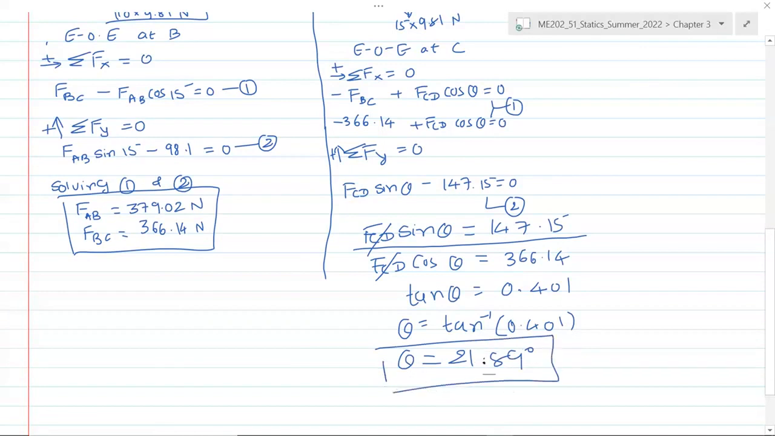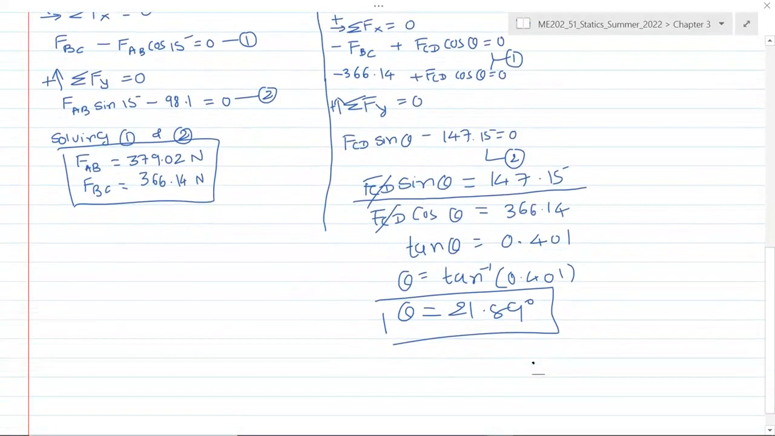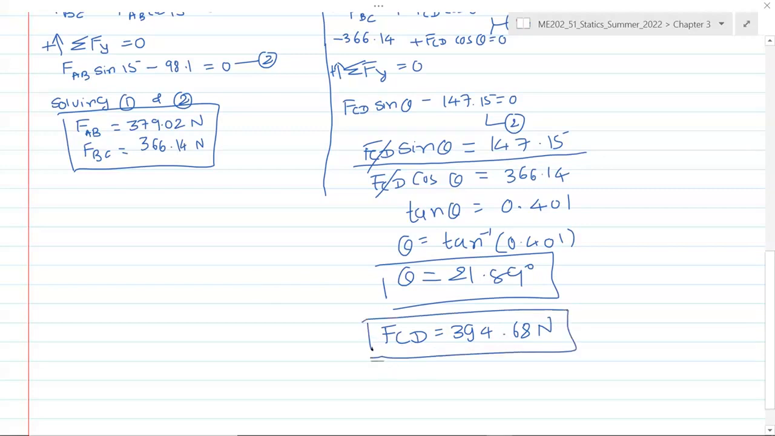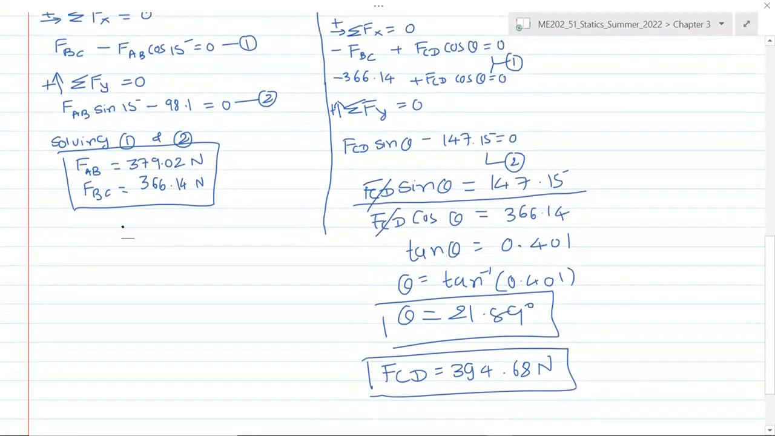Once we know angle theta, we can substitute it into either equation 1 or equation 2 and calculate FCD. So FCD calculated from that is 394.68 newtons. So we have solved for all the unknowns: forces in 3 cables, AB, BC, and CD, and angle theta.